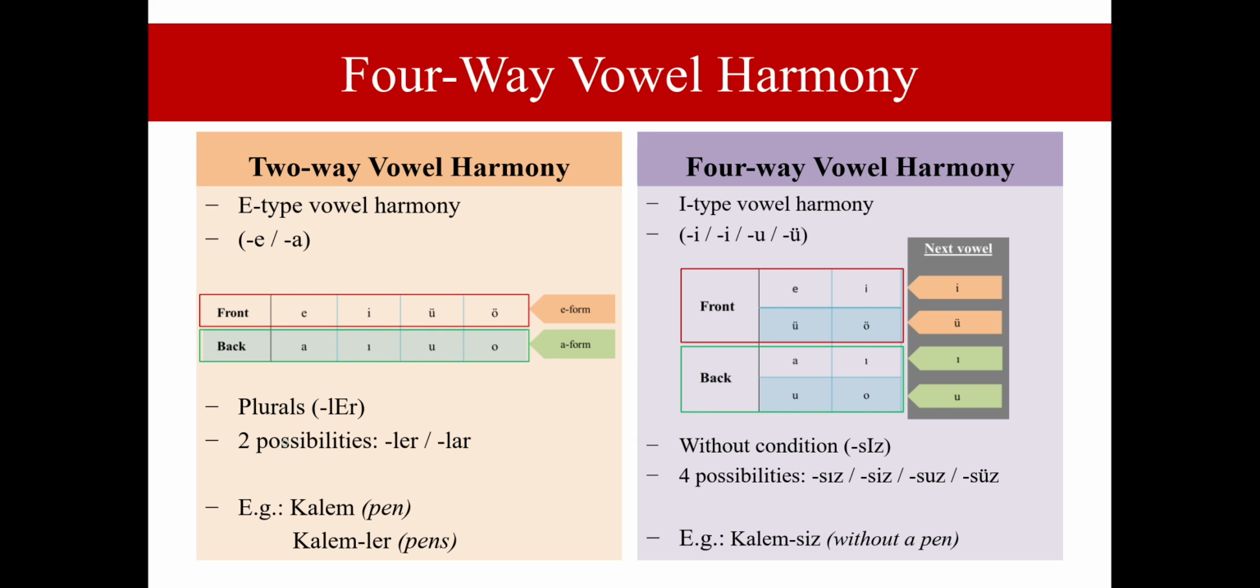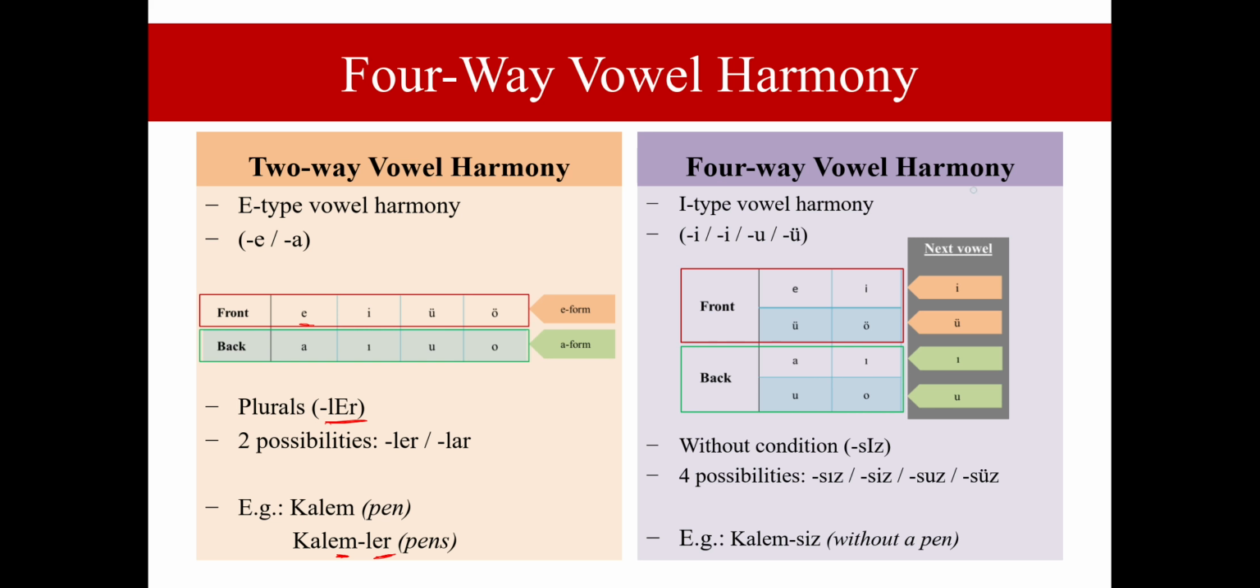We learned the application of this with the help of the plural suffix, which is ler. And since this is two-way vowel harmony, it has two forms, either ler or lar. We looked at the example of kalem. Kalem singular, kalemler plural, because the last vowel is one of the front vowels. So we opted for the E form of the suffix.